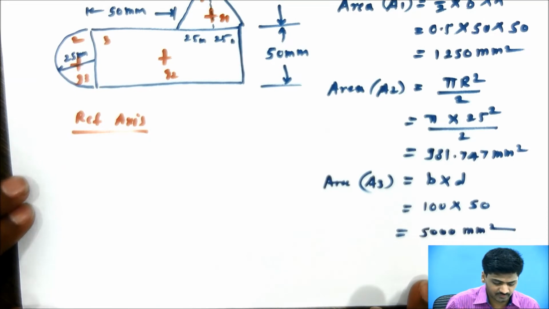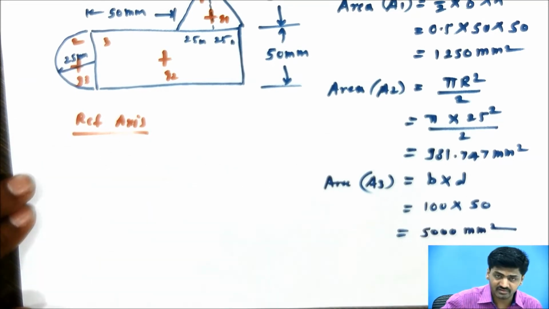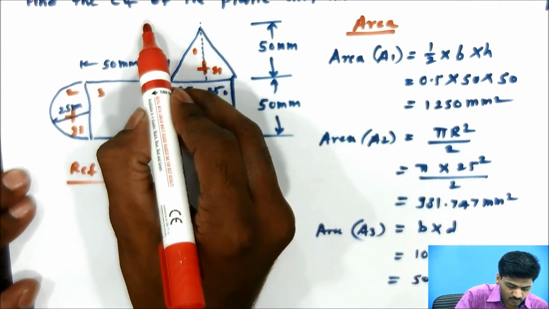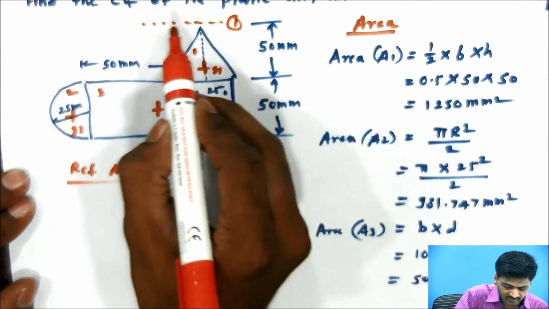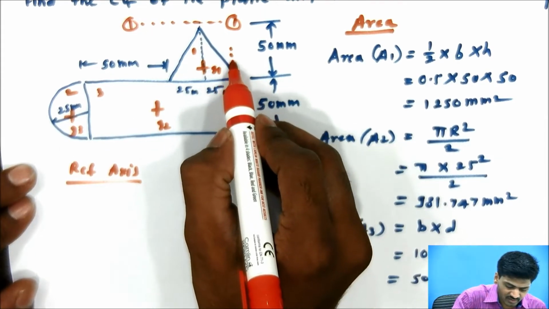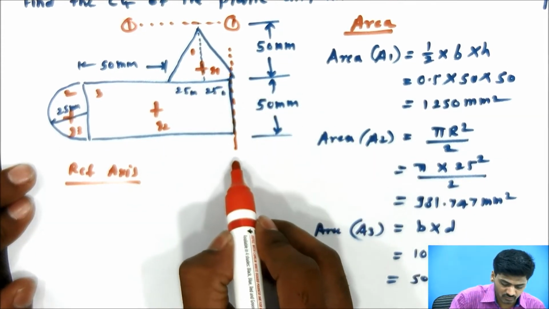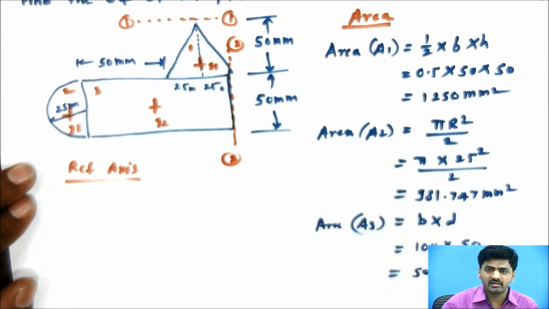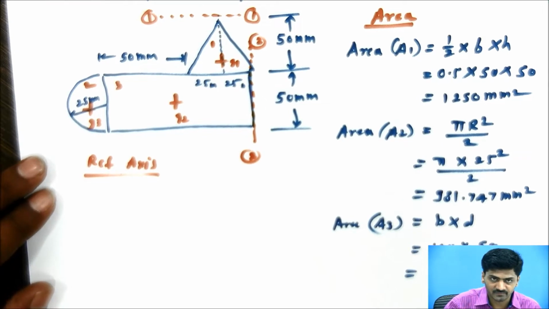What is the next step? The next step is you may consider the reference axis. So I am considering the topmost part. This is my reference axis 1-1, and the extreme right hand side part, this is my reference axis 2-2. Why do we need this particular reference axis? To identify the centroidal distances.